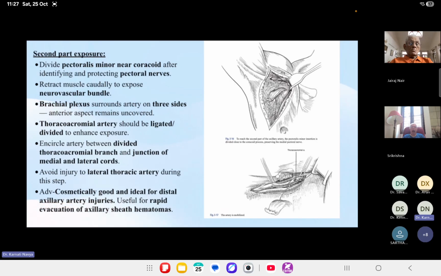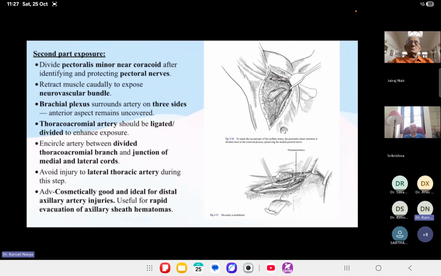Here you can see that to reach the second part, the pectoralis minor is divided close to the coracoid process, and you can see the pedicle in the picture. This is done to prevent medial pectoral nerve injury. Then encircle the artery between the divided thoracoacromial branch and the junction of the medial and lateral cords, and avoid injury to the lateral thoracic artery during this step.